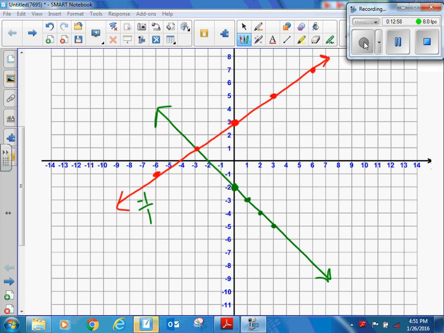So now, we're determining the point of intersection. The point where these two lines intersect is right here. And we know that that is the ordered pair -3, 1. So the solution to this system is -3, 1. So I can go back.